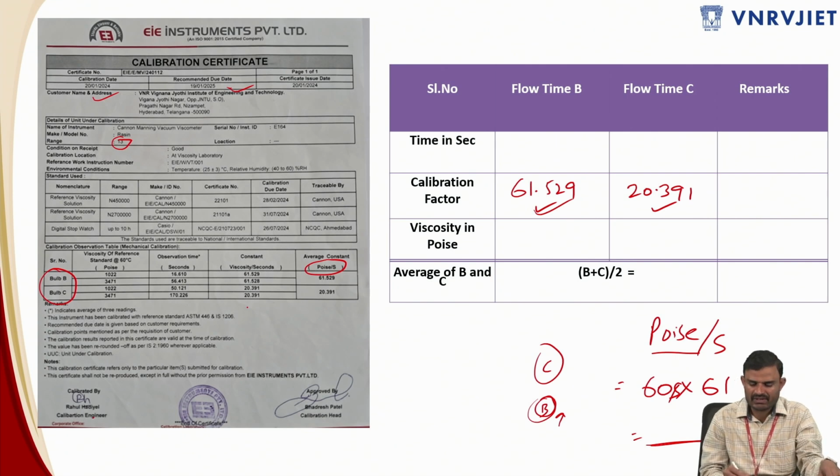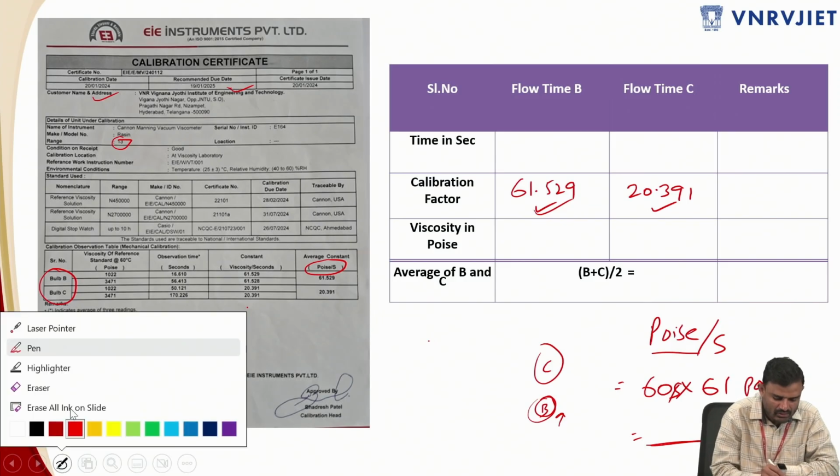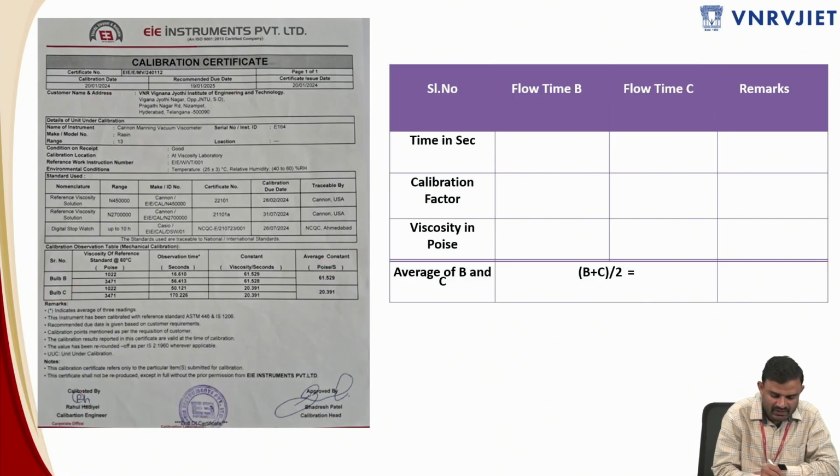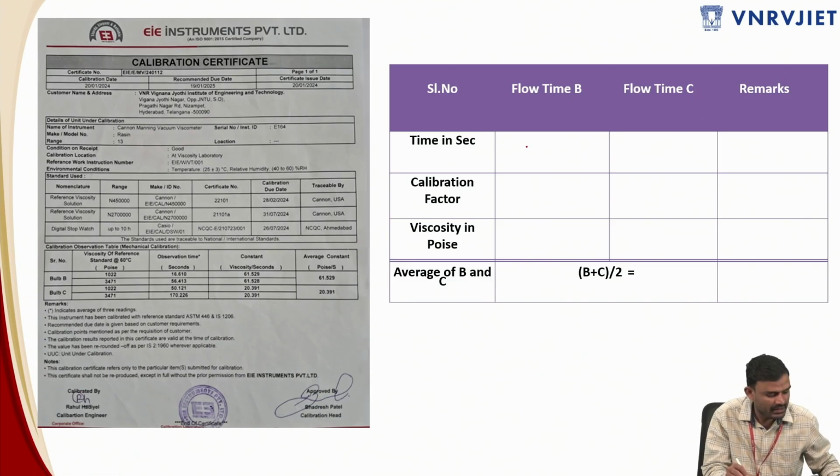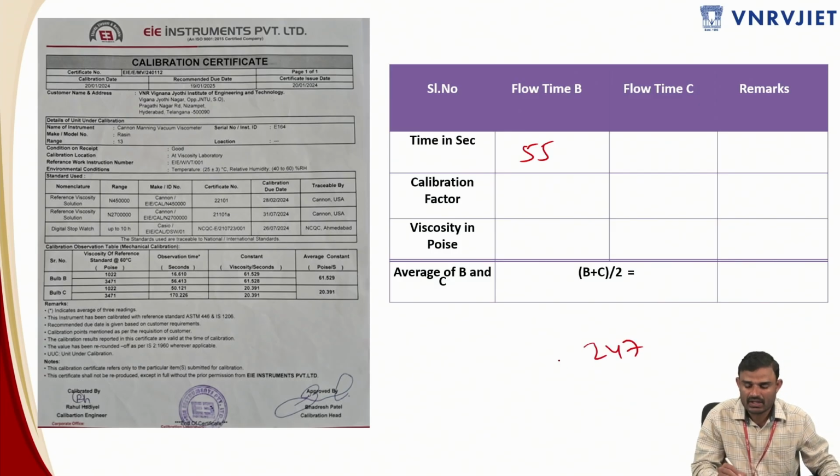Okay, so this observation sheet what I'm having over here. I've got some readings to show how to calculate the value of the absolute viscosity. So the time taken for the bulb B is 55 seconds, and the entire time is 247 seconds. But I want to get the value of the time taken by the bitumen to traverse through the bulb C. So that will be 192 seconds. That is nothing but 247 minus 55.